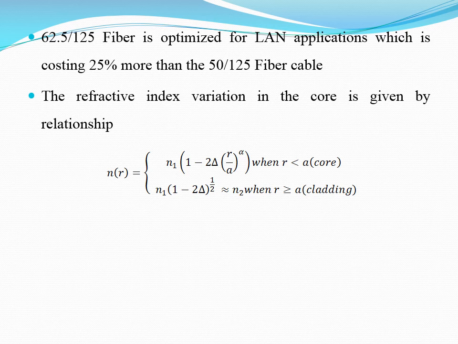Similarly, when r, the radial distance from the core towards the cladding, is greater than or equal to a, in that condition n of r is equal to n1 into 1 minus 2 delta to the power half, which is approximately equal to n2. So this is the condition of refractive index variation in the core for a graded index fiber, shown by this particular relationship.